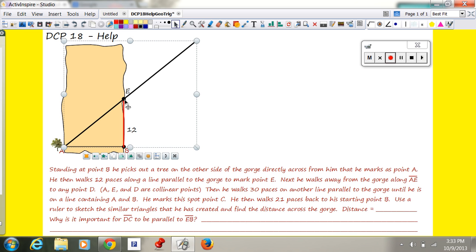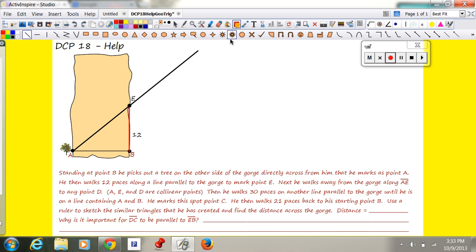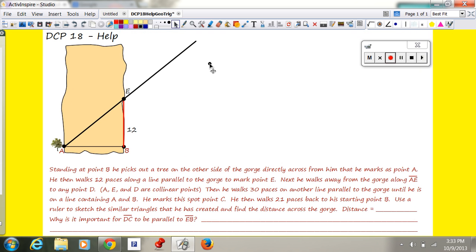I could just get the dot. Okay, so this will be point D right there.